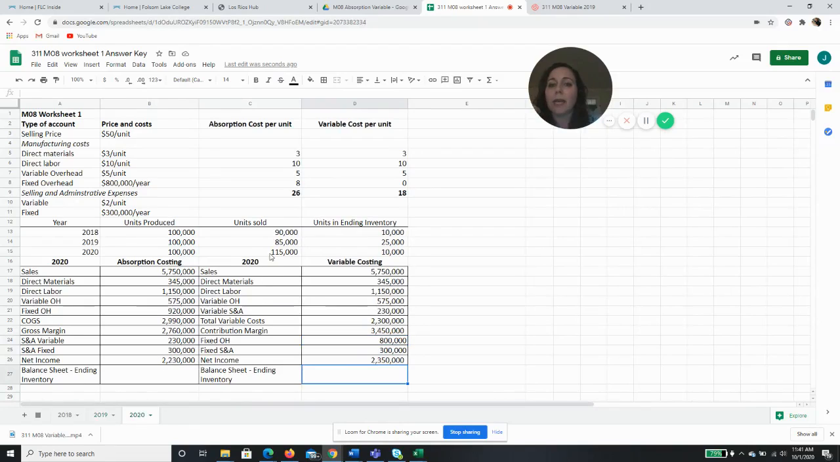In 2020, we produced less than we sold. So in this case, our absorption net income is lower than our variable net income because we expensed more fixed overhead. When we sell more than we produce, we actually expensed in the absorption costing $920,000 of fixed overhead. But in variable, we only expensed 800,000. So that would be the difference.